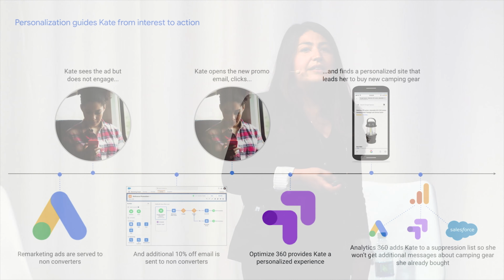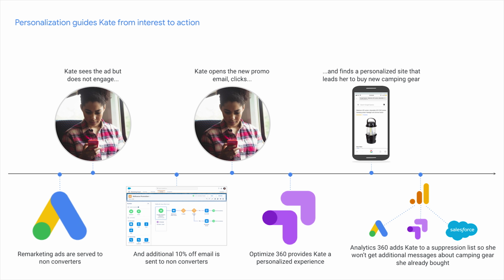So with Google Analytics 360, we can add her to audiences and send that audience over to ads, to optimize, and also to Salesforce Marketing Cloud as a goal abandoner or as a browse abandoner. So what happens is that as she's browsing in a day or two, she sees a remarketing campaign because she was in that ad audience. She doesn't engage with that for one reason or the other. It's just not the right time.